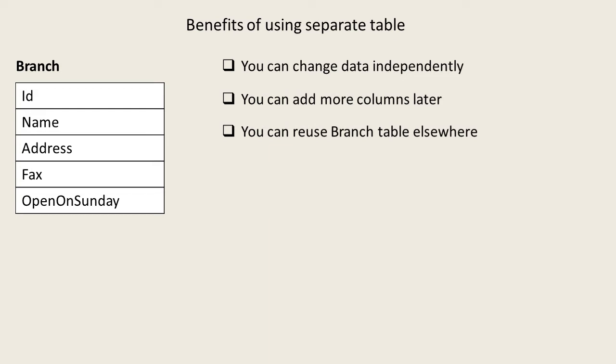For example, if a branch was open on Sunday but not anymore, you simply update one record, and your employees are now not working on Sunday, and your orders which are assigned to this branch are now not handled on Sunday. So you actually reflected this change everywhere.